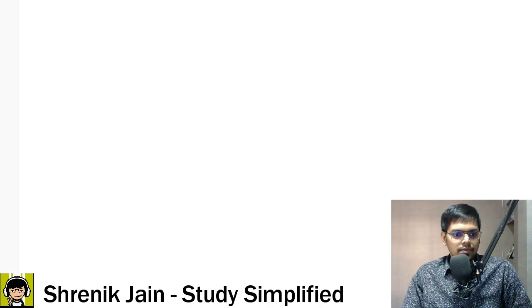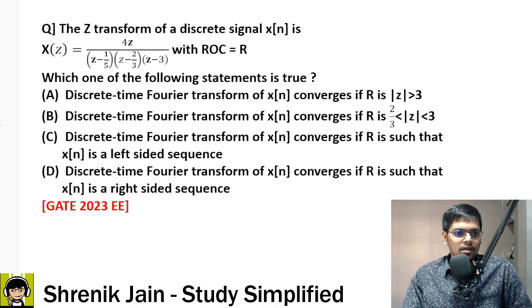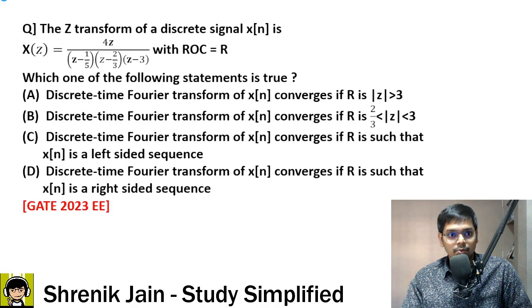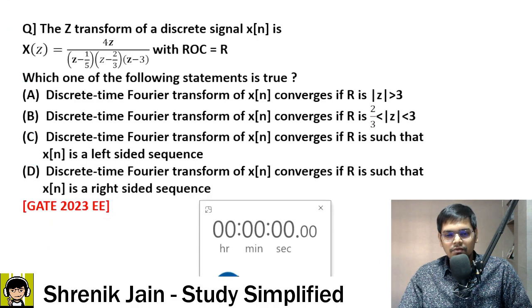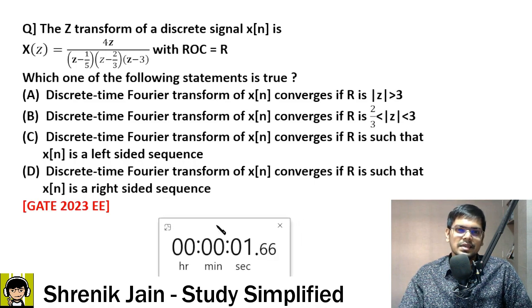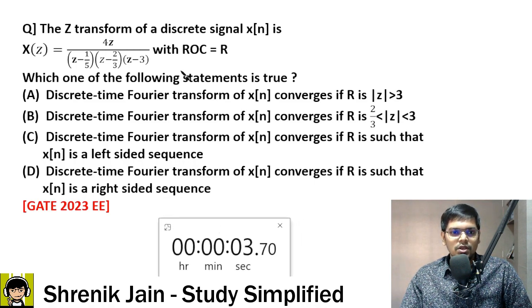Third question. This seems to be tough, but frankly speaking, it is a very easy question and can be solved in 30 seconds. Why? Because the question says the z-transform of a discrete signal x[n] is X(z) = 4z / ((z - 1/5)(z - 2/3)(z - 3)) with ROC R.